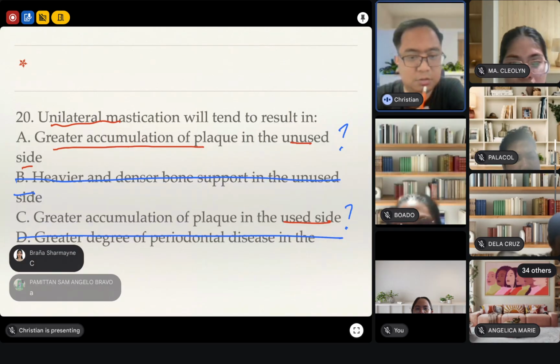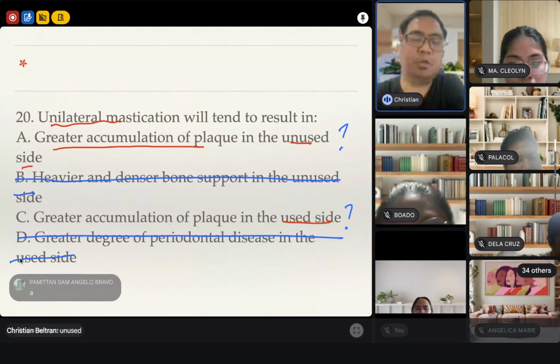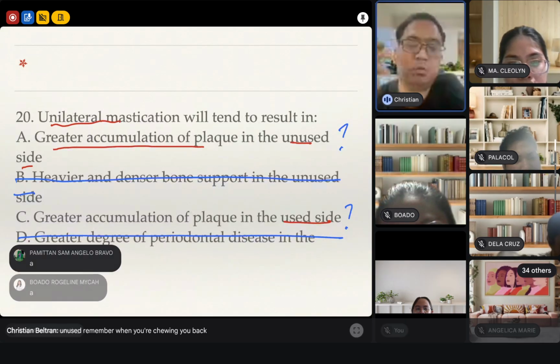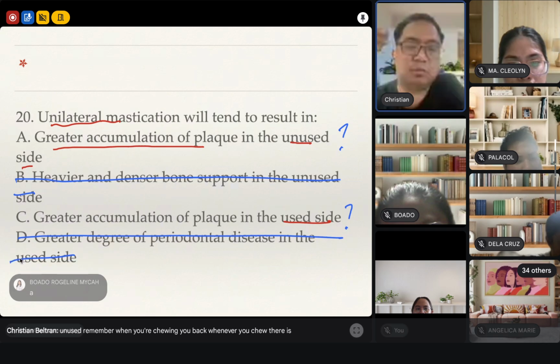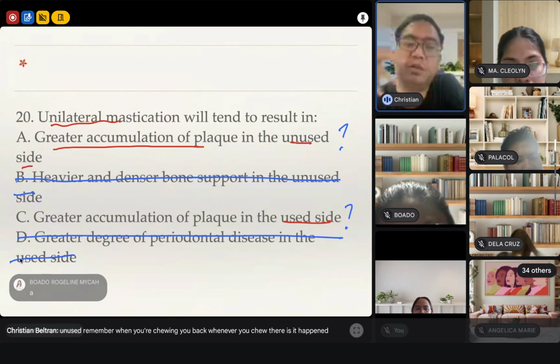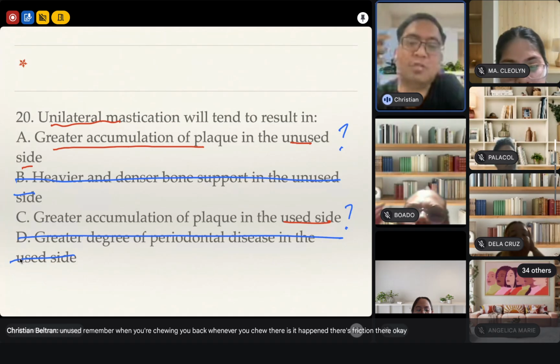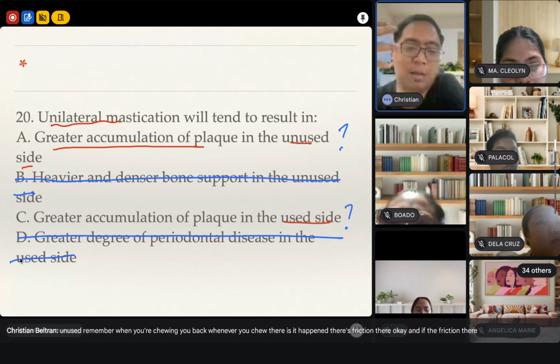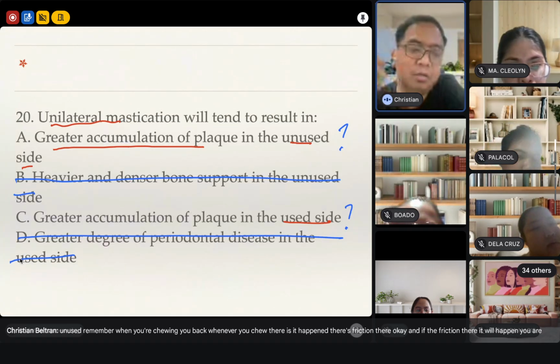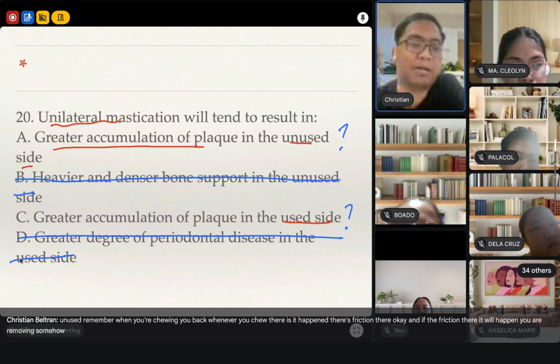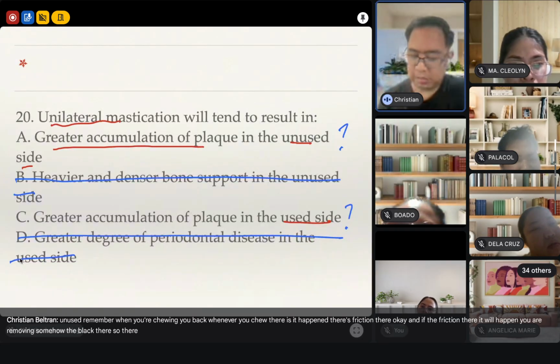On the unused side. Remember, when you're chewing, whenever you chew, there's friction there. Okay? And if there's friction there, what will happen? You are removing the plaque there. So there would be greater accumulation of plaque on the unused side.